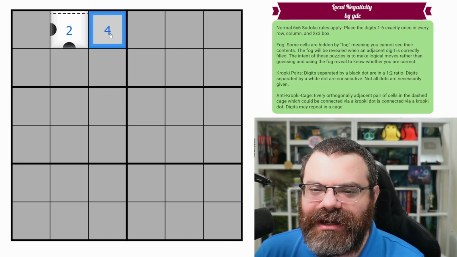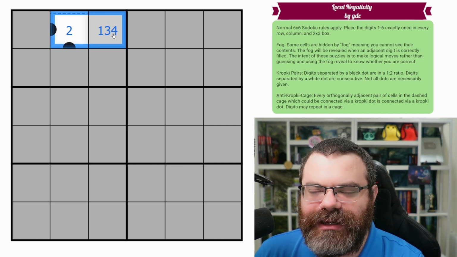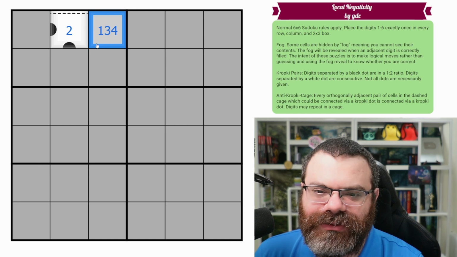So because there's no black dot here, the 2 removes the 4. Also, there's no white dot here, so the 2 also removes 1 and 3. So if this was a 2, 1, 3, or 4 would break the puzzle.